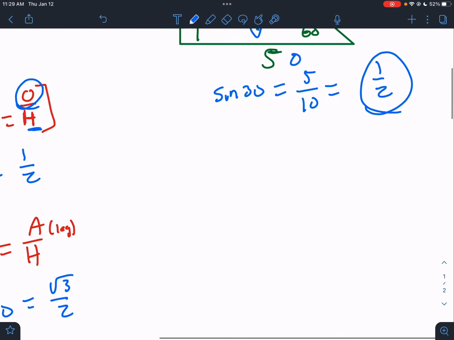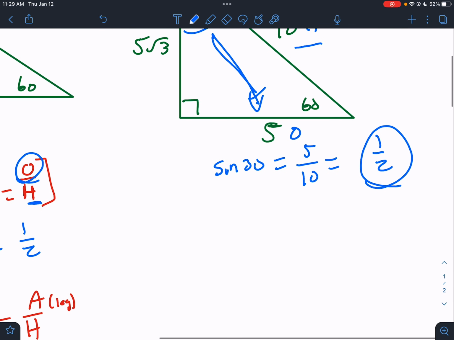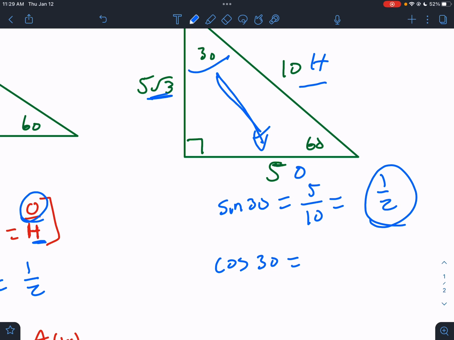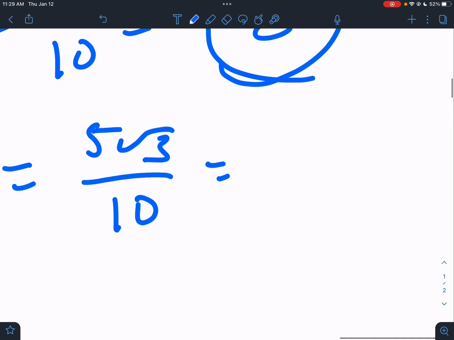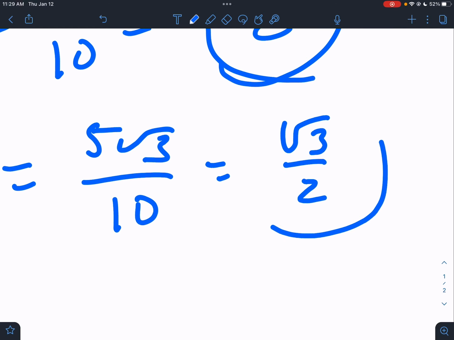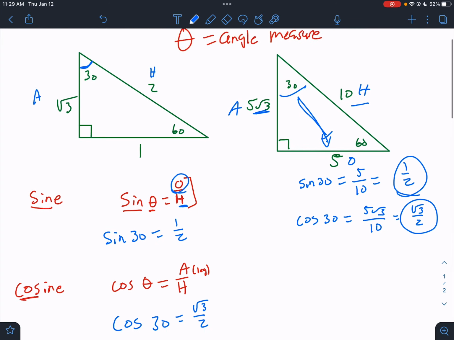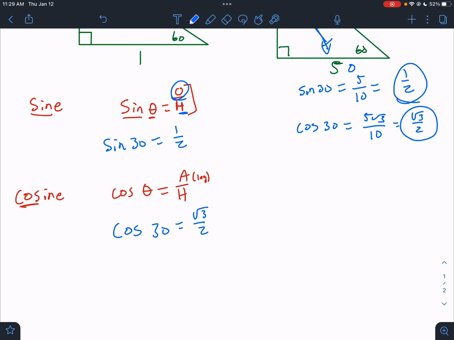And it doesn't matter which triangle you pick. How about over here? If I said the cosine of 30 degrees on this, the adjacent leg to 30 would be 5 root 3, and the hypotenuse would be 10. Well, what happens when you reduce 5 root 3 over 10? That is also root 3 divided by 2. It will always be that ratio. It doesn't matter if it's the size of the sun or the size of your thumb. It's going to have that ratio if it's a 30-degree angle.